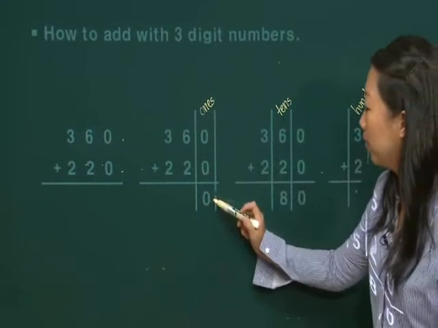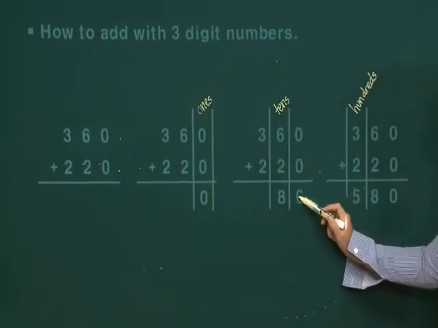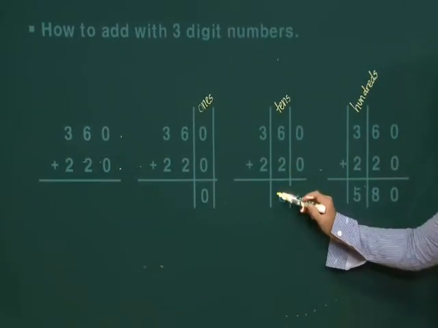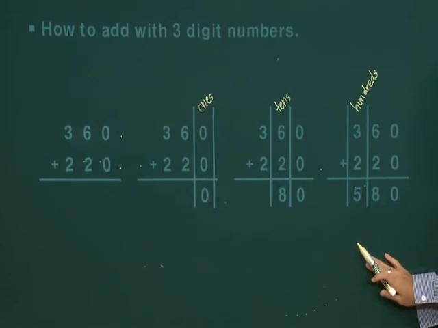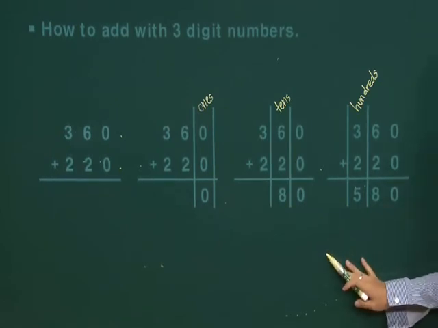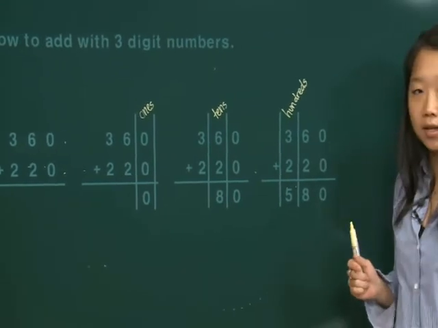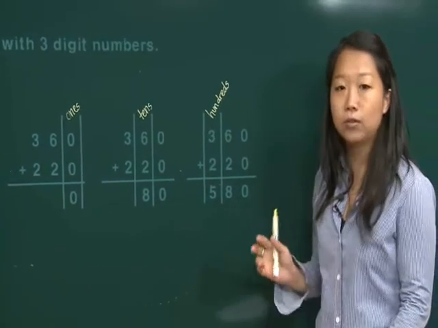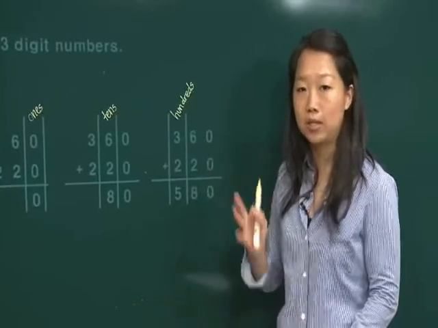So here we start with the ones. 0 plus 0 equals 0. And then you go to the tens. 6 plus 2 equals 8. And then you go to the hundreds. 3 plus 2 equals how much? 5. So as you can see, in order to add, what do you need? You need 3 easy steps. First you go to the ones, then the tens, and then the hundreds. So please remember them when you're adding with 3-digit numbers.